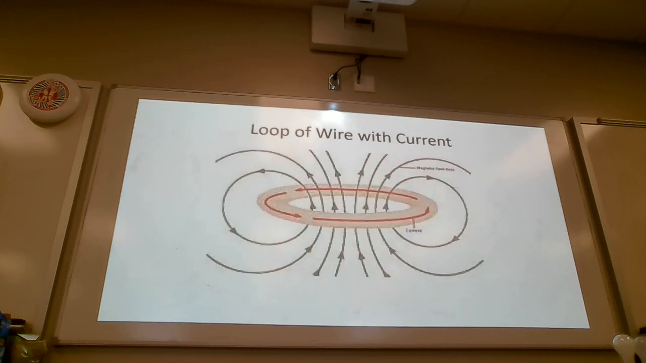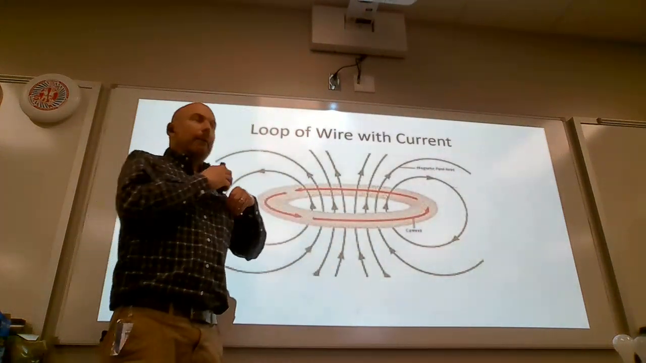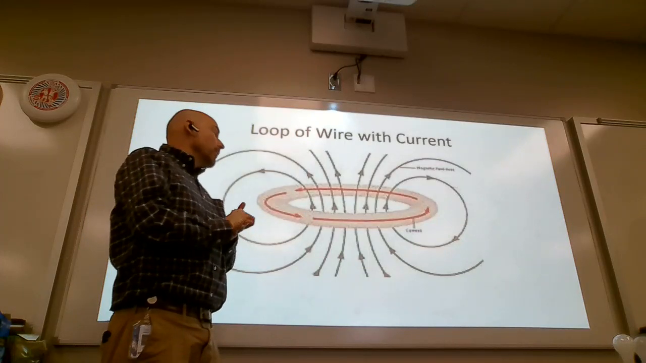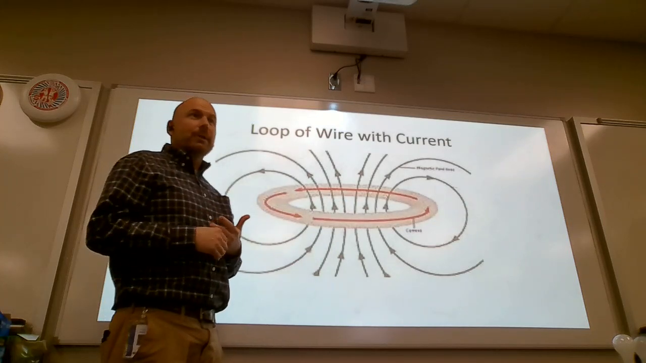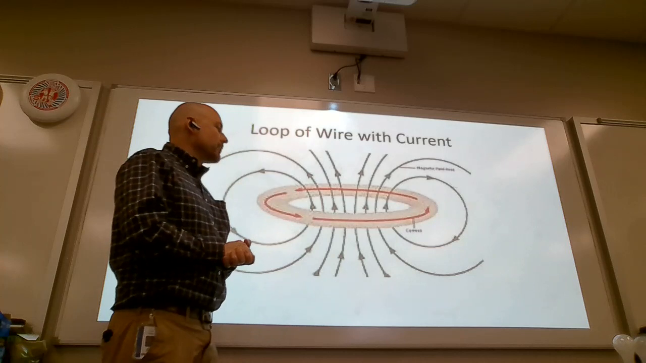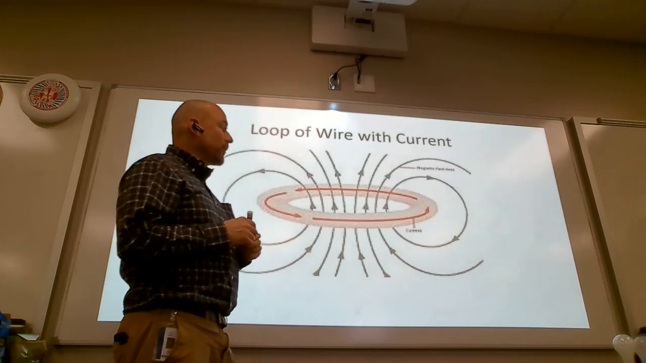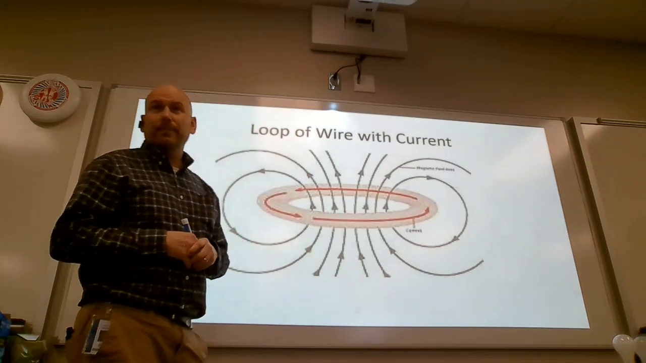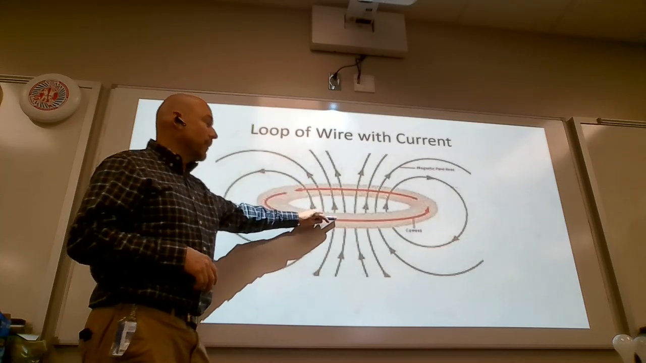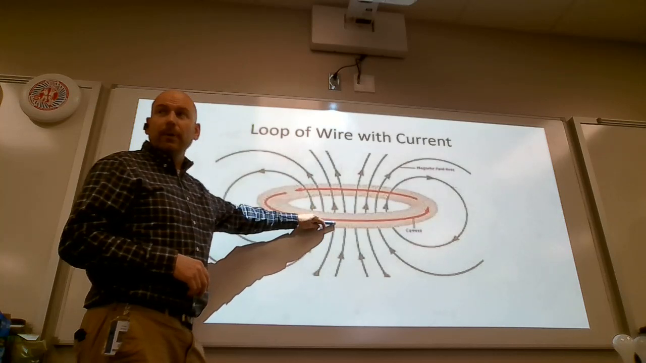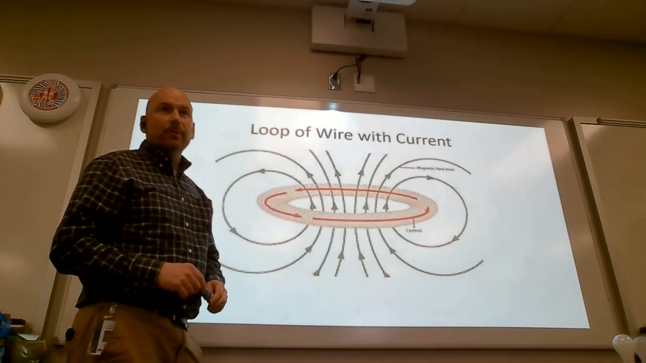So to evaluate, this would be an idealized loop of wire. What I want to know is what's the direction of the magnetic field inside the loop of wire. That's what I care about. To figure it out, you first look at the part of the wire that's closest to you. You have to think of this three-dimensionally. This part of the wire is far away. This part of the wire is close. Everybody okay with that?